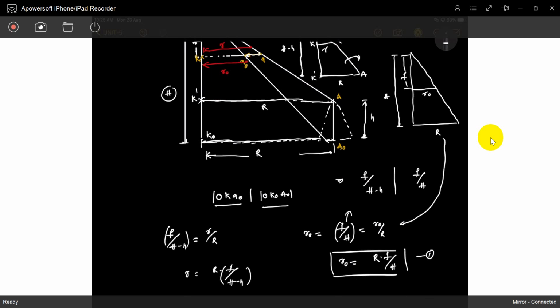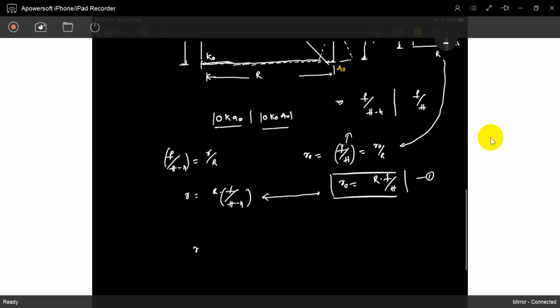That's it. So what is the relief displacement? Relief displacement is r minus r naught. So that is the relief displacement. Relief displacement is r minus r naught.